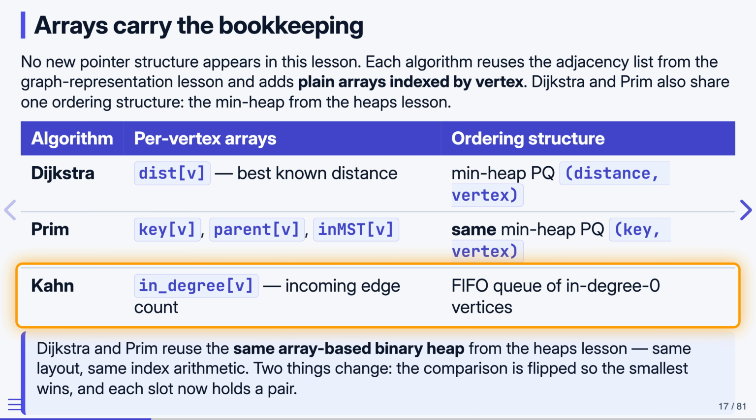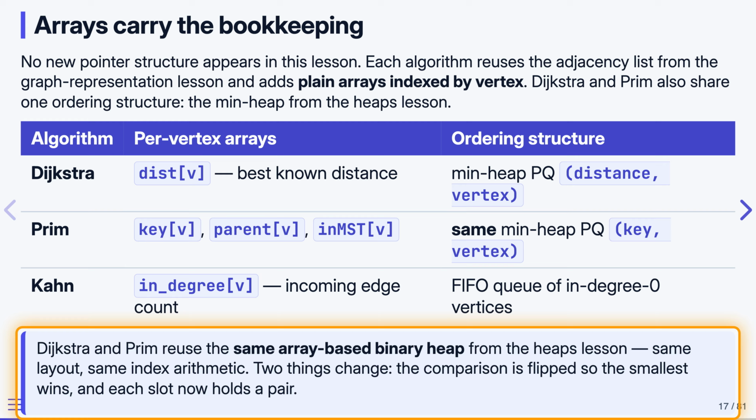Kahn's topological sort stores each vertex's in-degree, the number of incoming edges. It uses a plain first-in, first-out queue of the vertices whose in-degree is 0. So the pattern is bookkeeping values, one per vertex. Dijkstra and Prim even share the same heap layout. The comparison is flipped so the smallest wins, and the meaning of the number changes. Over the next few slides, we will open each of these arrays and look inside.